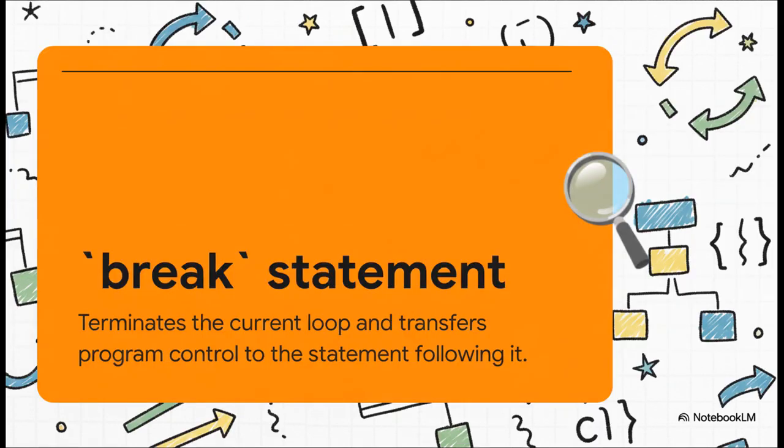Maybe you're searching for something and you find it on the second try. That's exactly what break is for. Think of it like an emergency stop button. The second your code hits break, the loop is over. Done. No more questions asked.